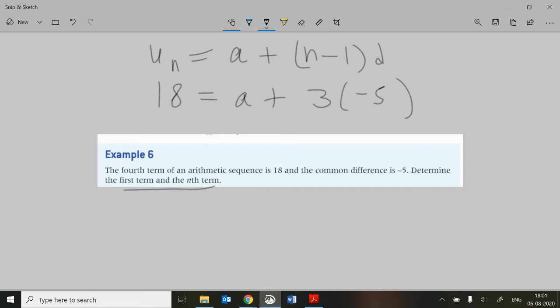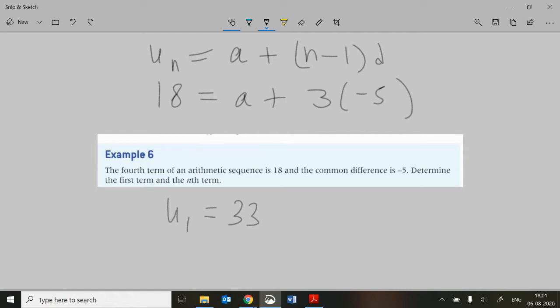Determine the first term and the nth term. Okay, so I can now solve this to work out a, the first term, or U1 if you like. And so what have I got? I've got 18 plus 15, I think. So a is going to give me 33. So the first term, U1, perhaps I should write down U1 to be explicit, is equal to, what did I say it was? 33. That's clearly me just taking the minus 15 to the other side and making it plus 15.